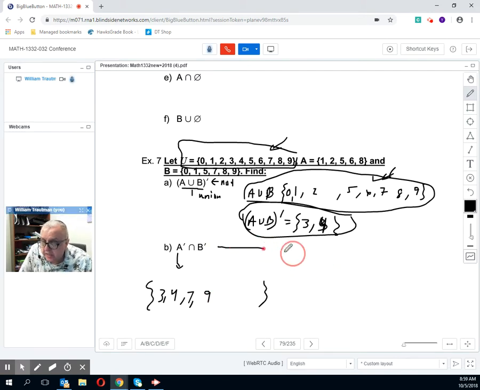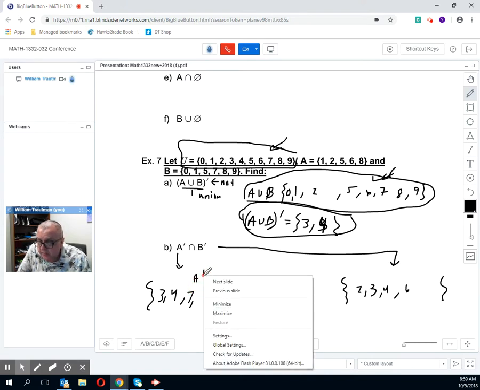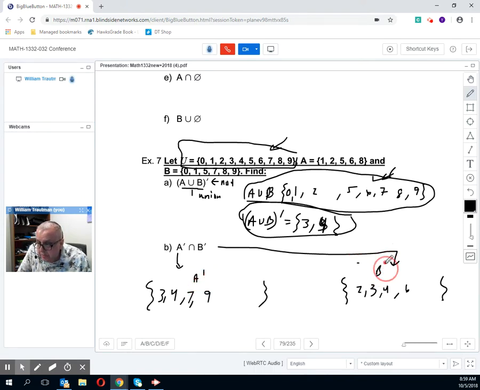Then we want to find the numbers that are not in B. B has 0, 1, 5, 7, 8, 9. So the numbers not in B, but they're in our universe, are 2, 3 is not in B, 4 is not in B, 5 is, 6 is not in B, 7, 8, 9. So these are all not in A. These numbers are not in B.